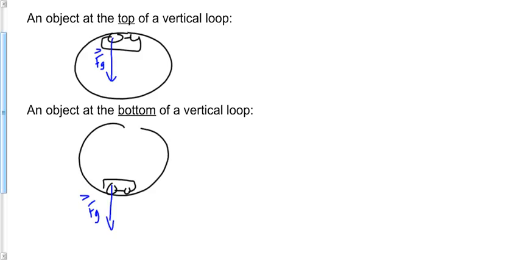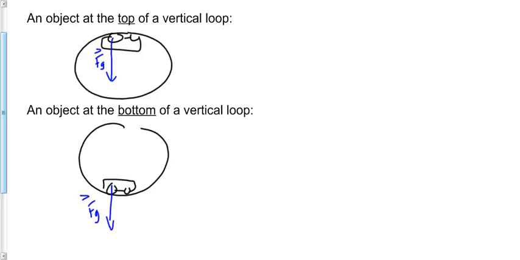What other force might I have acting here, though, at the top of the circle or at the bottom of the circle for that matter? What other force might I have acting? Any ideas there? Nick, can you think of another force that I might have acting here? Good. The normal force, the force of the track.